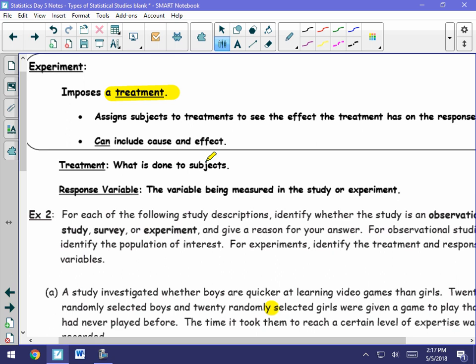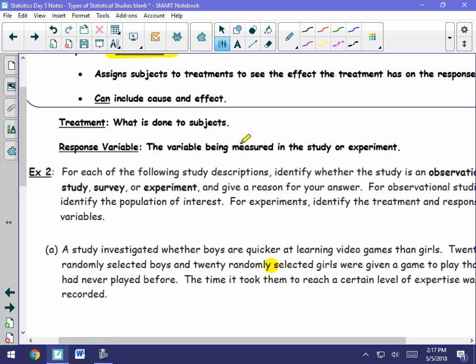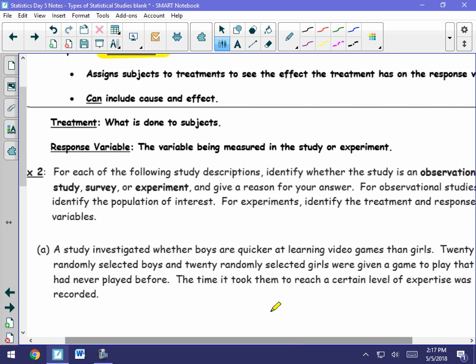So the treatment is what is done to the subjects. The response variable is the variable that's being measured in the study or the experiment. So we're going to look at a couple examples here. It says, for each of the following study descriptions, identify whether the study is observational study, survey, or experiment. Give a reason. For observational studies, identify the population of interest. And for experiments, identify the treatment and the response variables.